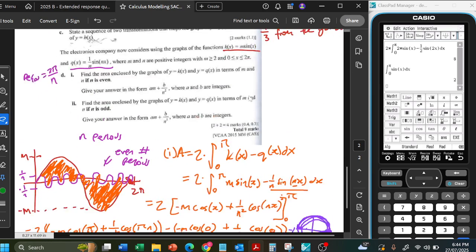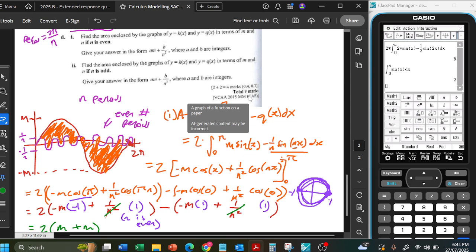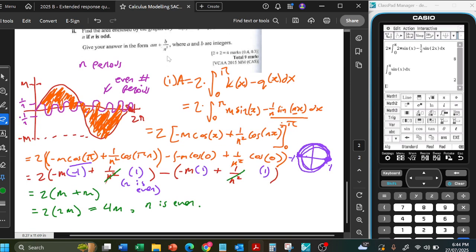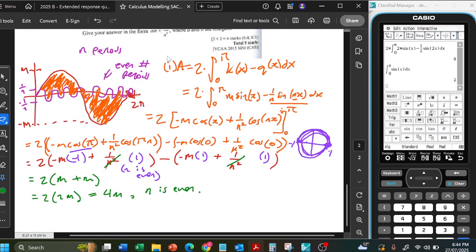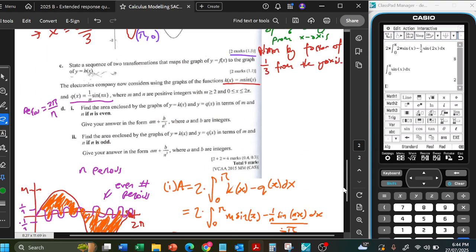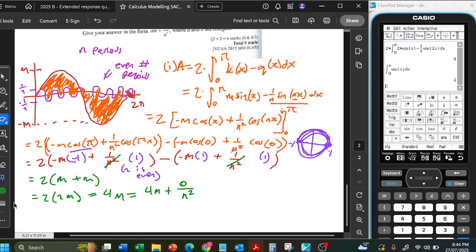And that gives our answer in the form am plus b over n squared, where in this case a is equal to 4 and b is equal to 0. So let me put the answer in the form that they want it to be. That's 4m plus 0 over n squared. So just putting it in the form of the question.